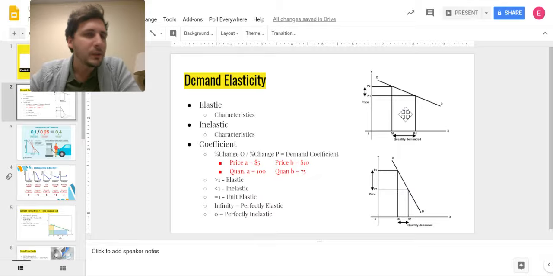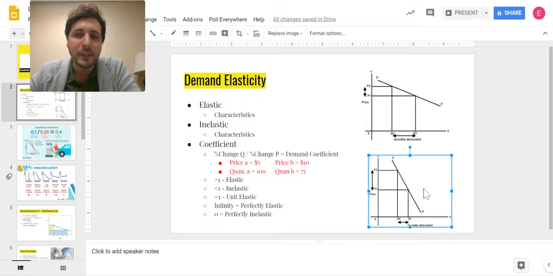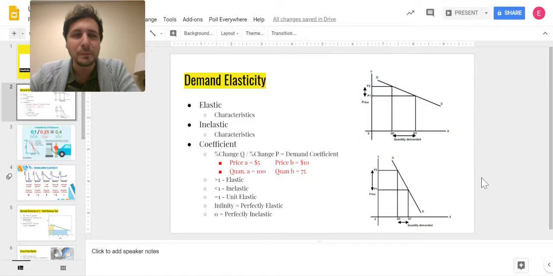So an easy way to think of this is, when it's steep, it's getting closer to being an italicized I, so it's inelastic, and the other one is elastic. So that might make it a little bit easier for you. Probably the most challenging part of this is calculating the coefficient. So let's try that out.